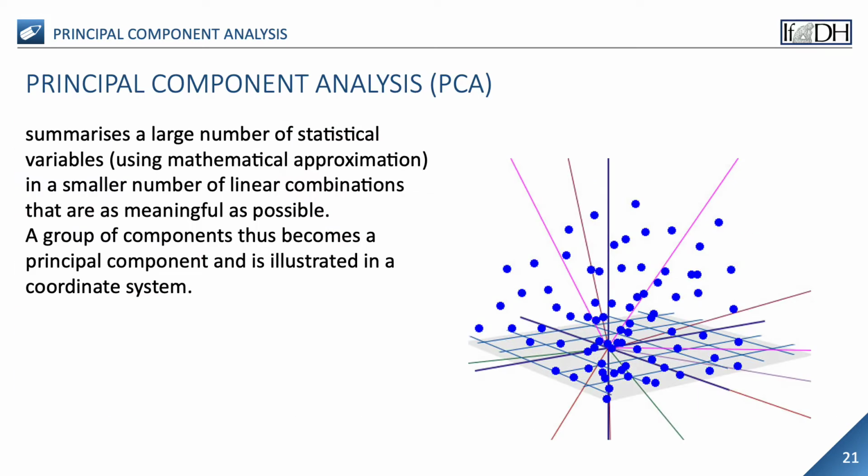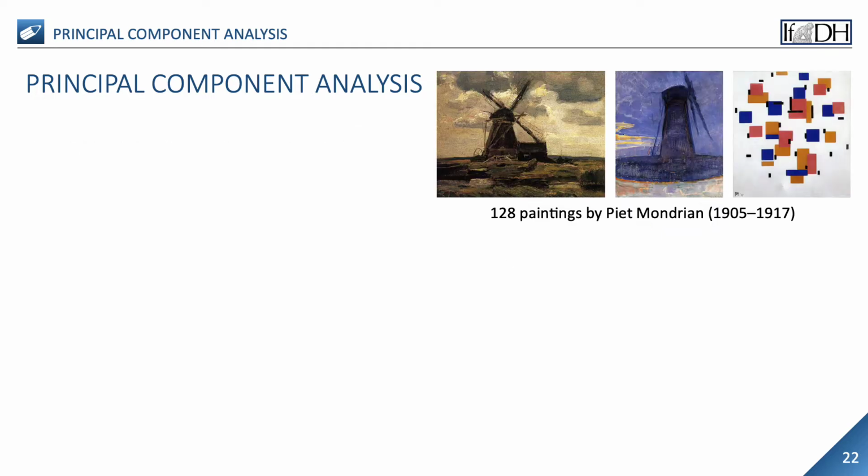The statistical method of principal component analysis proceeds in a similar way, using a mathematical approximation to combine a large number of statistical variables into a smaller number of linear combinations that are as meaningful as possible. You have to imagine this like a projection of three-dimensional vectors into the plane, only in multidimensional space. A group of components thus becomes a principal component. In this way, extensive data sets are simplified and visualized in a coordinate system. Let us take an example.